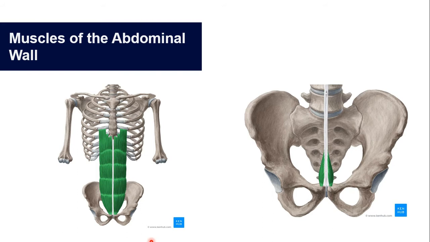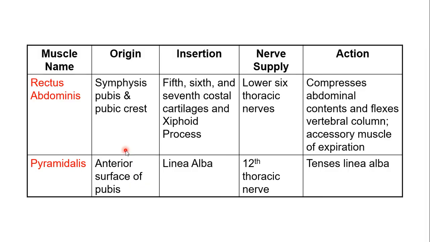So the rectus abdominis originates at the symphysis pubis and the pubic crest, right here. Now they insert at the fifth, sixth, and seventh costal cartilages, and of course your xiphoid process. Now we have here another table. Your rectus abdominis is supplied by the lower six thoracic nerves, and its action includes compression of the abdominal contents and flexion of the vertebral column, or flexion of the trunk, and it may serve as an accessory muscle for expiration, especially during forced expiration, if you can remember that.